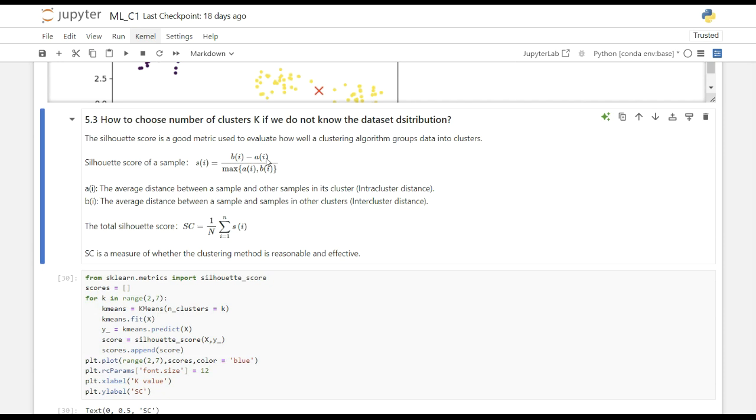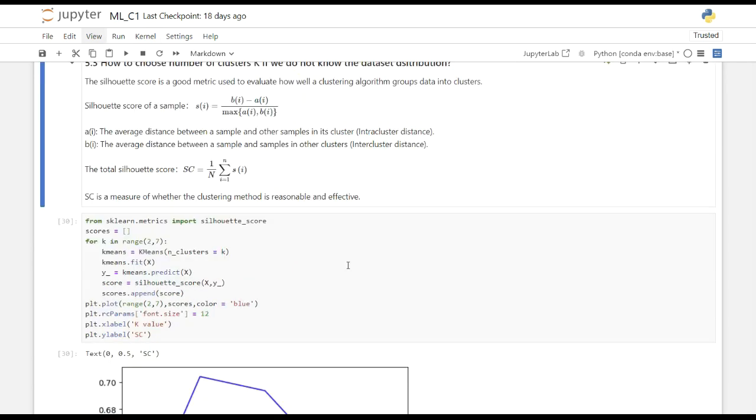So in this sense, if the si score, the silhouette score, is very big, it means we get a very good clustering for the data set. As I said, i just means each data point, and finally we sum them together and get the final silhouette score. Yeah, it's an average value. So the silhouette score is a measure of whether the clustering method is reasonable and effective.